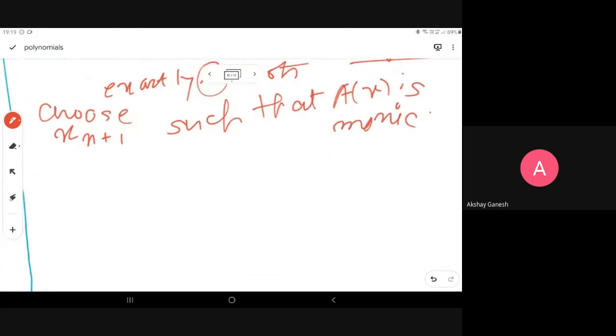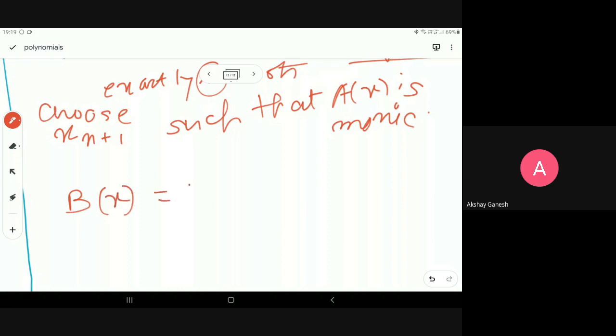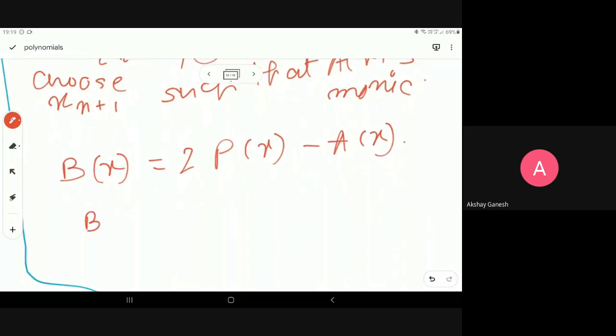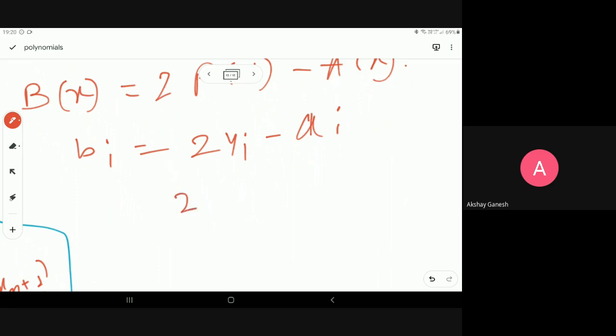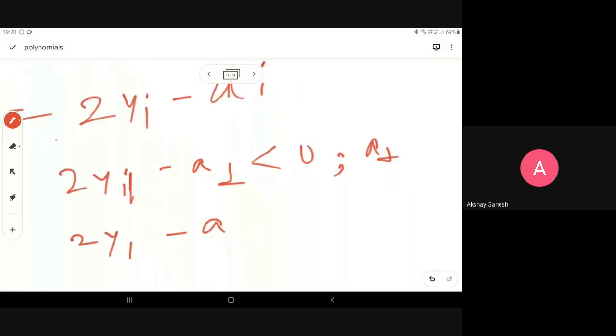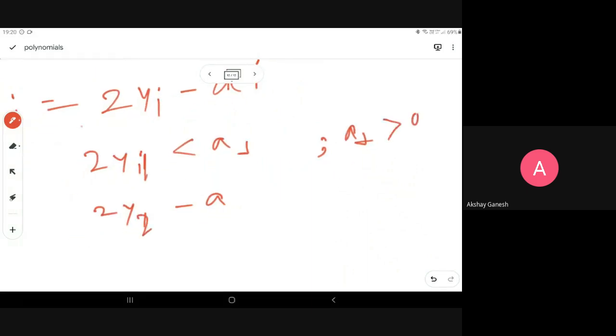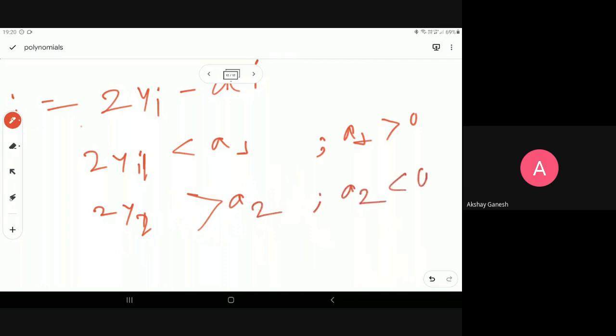The b(x) situation is really the same thing. So you have b of x equals 2p of x minus a of x. In that case, bi equals 2yi minus ai. Once again, we will choose ai in such a way that 2y1 minus a1 is less than 0, so 2y1 is less than a1 and a1 is greater than 0. 2y2 minus a2 is greater than 0, or 2y2 is greater than a2, and also a2 is less than 0, and so on.